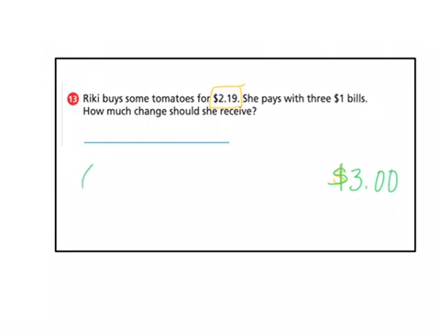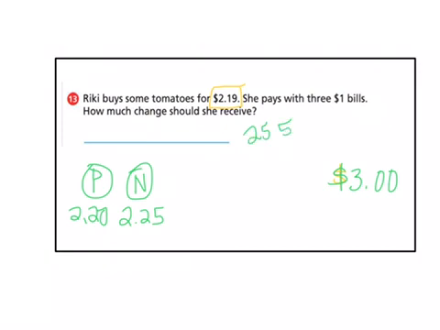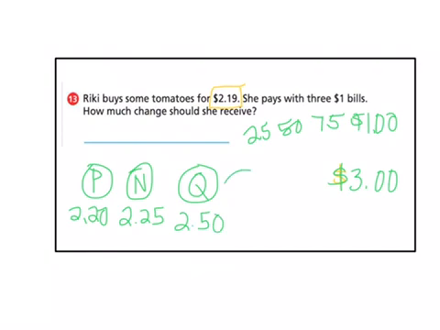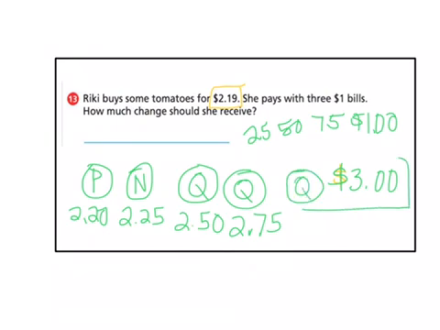Well, if we're at $2.19, if we put a penny with that, that'll bring us up to $2.20. Now that we're at $2.20, what if we put a nickel with that one? It'll get us all the way up to $2.25. And I know that we talked a lot about memorizing 25, 50, 75, $1. So let's go with a quarter, because now it's $2.50. And if you do another quarter, $2.75, and one last quarter gets us to $3.